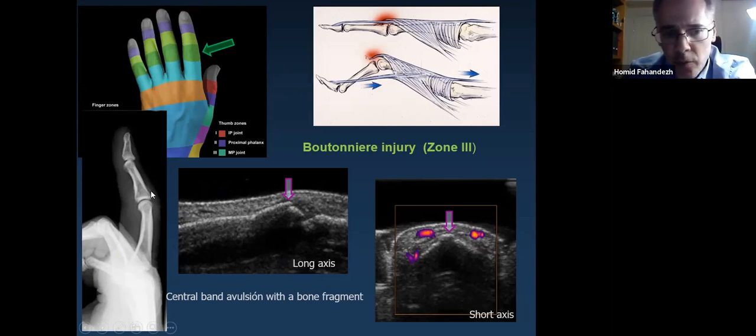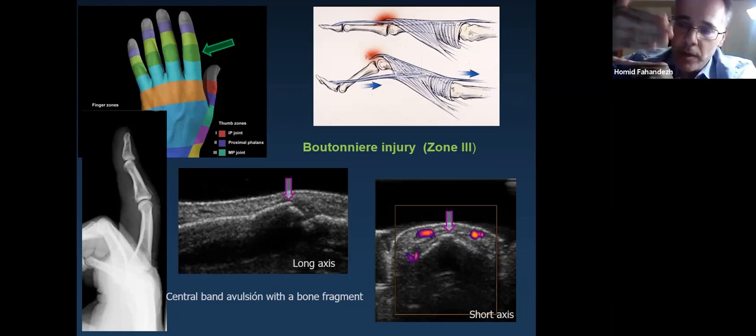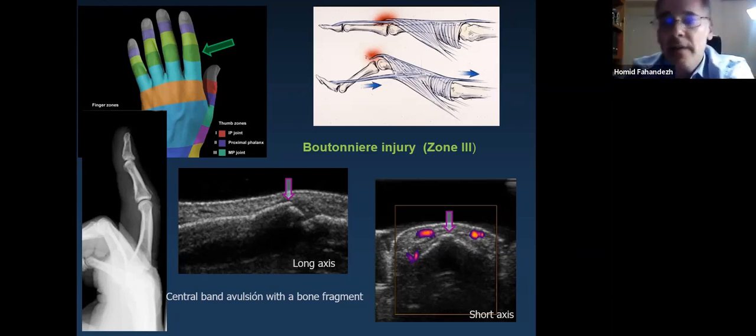If you don't have a small fragment, then you can do an ultrasound, and there is a small tip to see better, and it is to put more contrast in the dorsal aspect of the PIP joint, and put the probe over the contrast. Don't push a lot, so the distance will be higher and you will see better a small tendon like the central band.